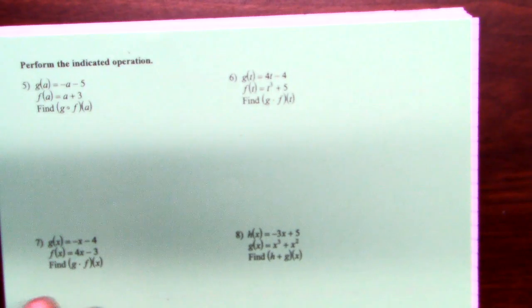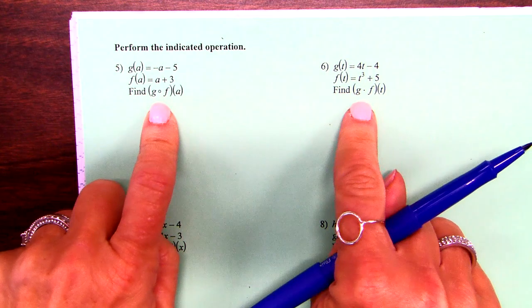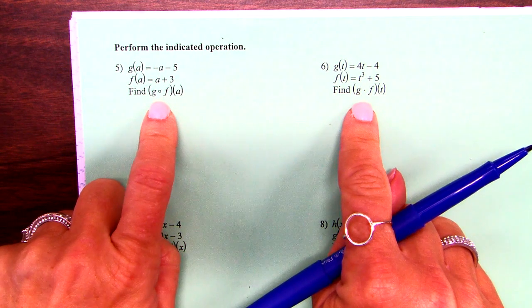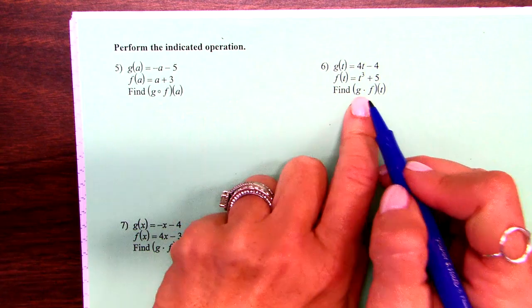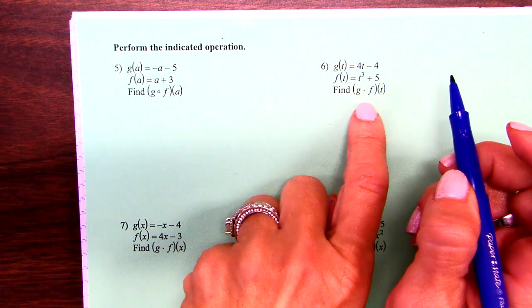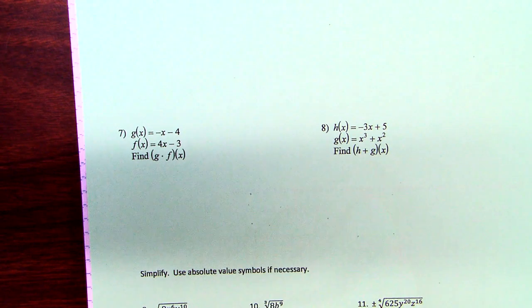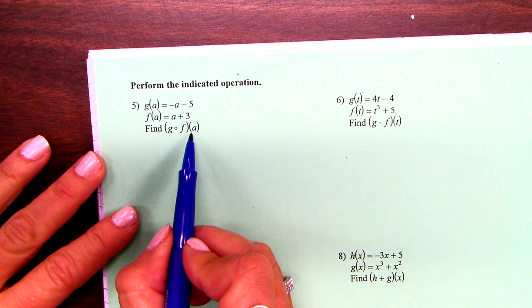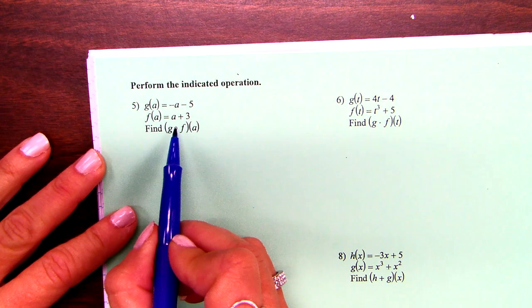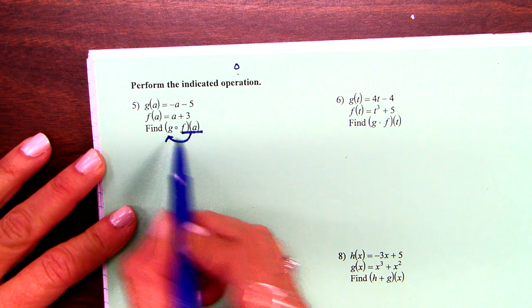So 4 problems. You could have the G of, remember that's of, you could have times. Look at the difference between those 2 symbols. Look at them closely. That's an open circle. That's a teeny tiny little dot. This is G of F, and this is G times F. G times F, H plus G. So it could be adding, subtracting, any of those things, okay? So G of F of A. Whenever we have that open circle, that's where we work right to left.